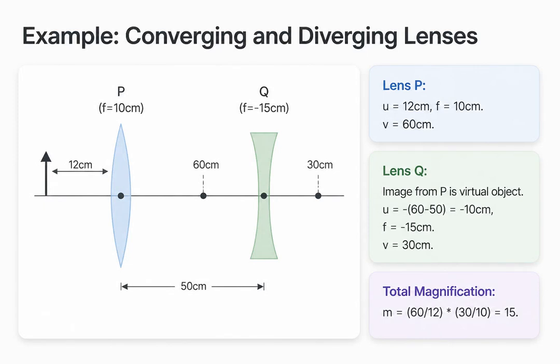If we replace the second lens with the diverging lens, the process is similar. The first lens forms an image 60 centimeters away, which is 10 centimeters past the diverging lens. This virtual object distance of negative 10, combined with the diverging lens's negative focal length, results in a final real image 30 centimeters from the diverging lens. The total magnification is the product of the individual magnifications, giving us 15.